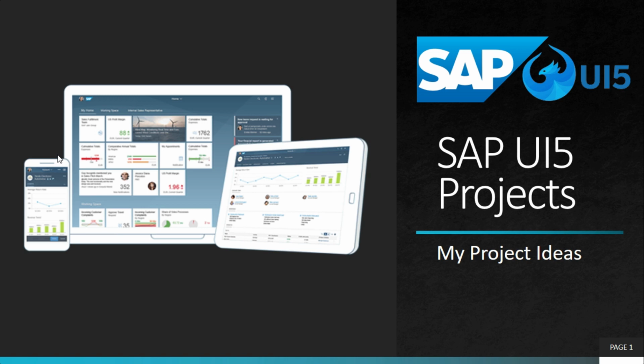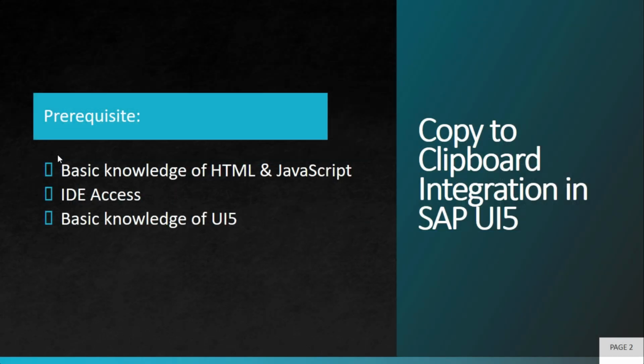This is an ongoing series on SAP UI5 projects. And in this video, we'll learn how to copy to clipboard and integrate that part into SAP UI5. So you need to have basic knowledge of HTML and JavaScript because the copy to clipboard functionality is a part of HTML and JavaScript. Also, you need to have IDE access, either a Web IDE or Business Application Studio. Both will work fine. And certainly you need to have basic knowledge of SAP UI5.